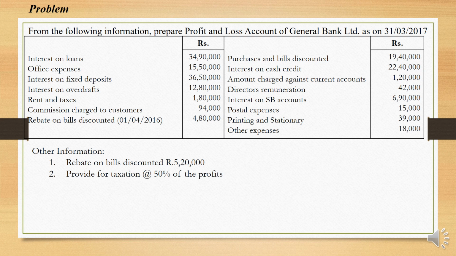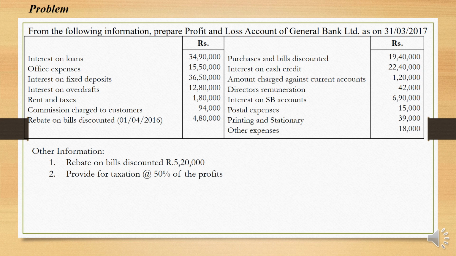Then interest on fixed deposits, so this is the interest which has to be given, so interest expended it is. Interest on overdraft, so this is an income, so schedule 13. Rent and taxes, this is operating expenses. Commission charged to customers, this is other income, schedule number 14. Rebate on bills discounted, so this has to be added to the current year's income. Then bills purchased and bills discounted, this is not an item of profit and loss account. This goes to schedule number 9, advances.